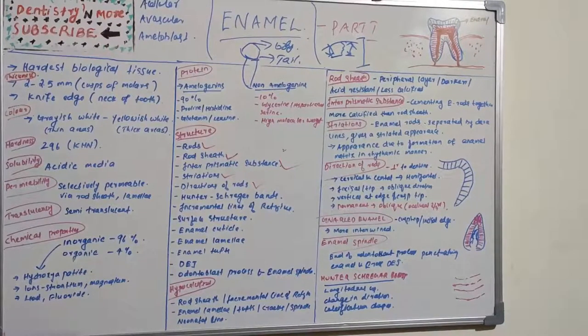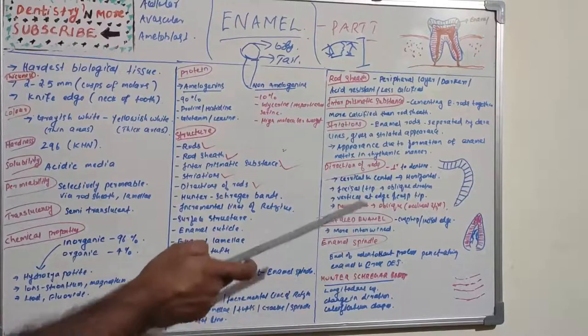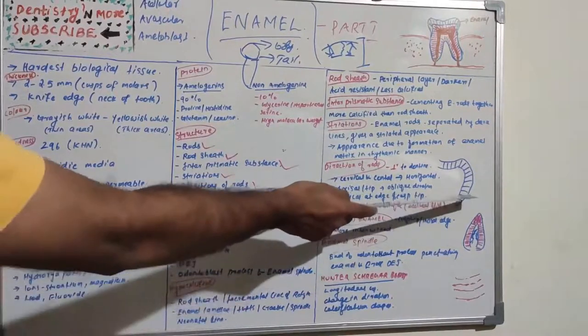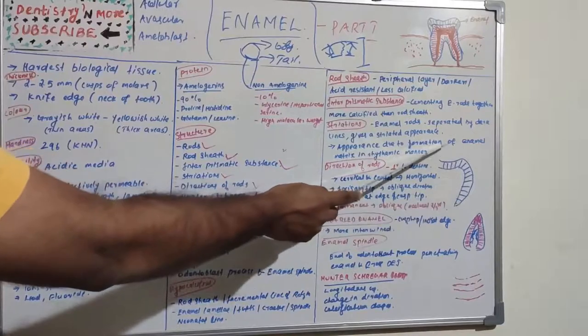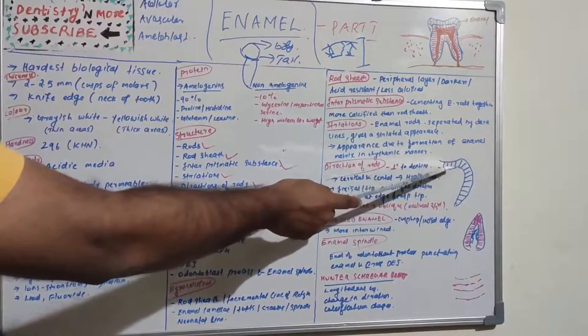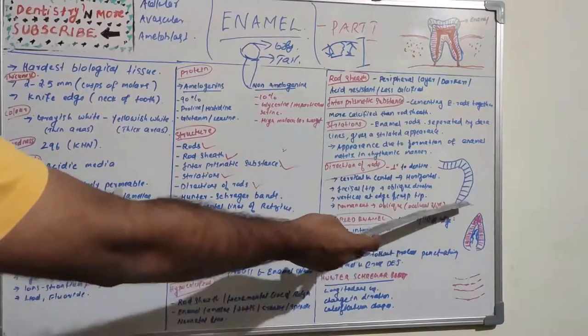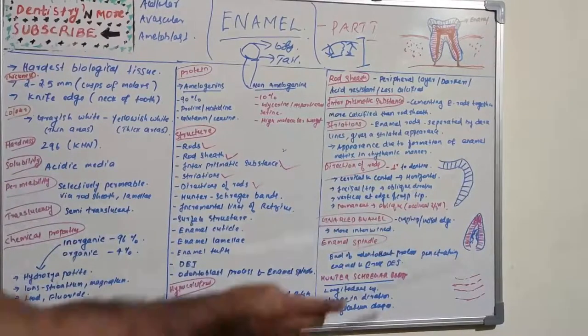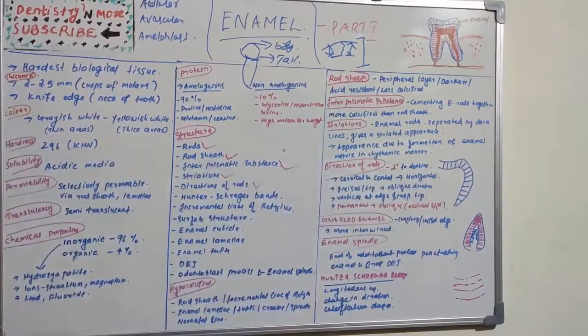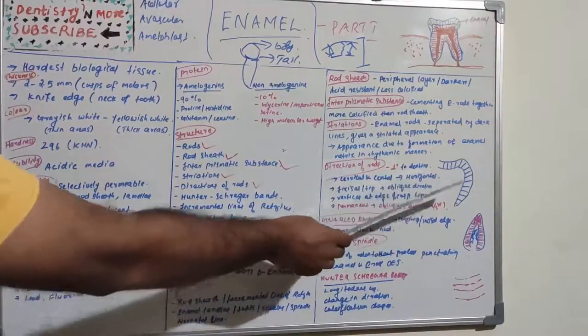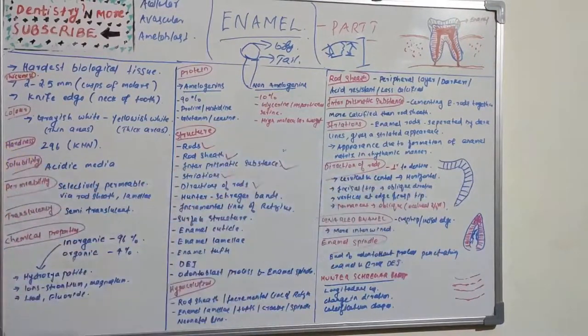So in deciduous teeth, as I mentioned, the rods are horizontal in the cervical and central part of the crown, and near the incisal edge or cusp tip they gradually increase in oblique direction and are almost vertical at the incisal tip or cuspal region. In permanent teeth, the occlusal two-third is almost the same, but in the cervical region, it deviates from horizontal to more apical direction. Okay, so that is about the direction of rods.